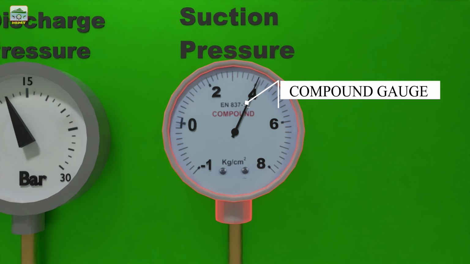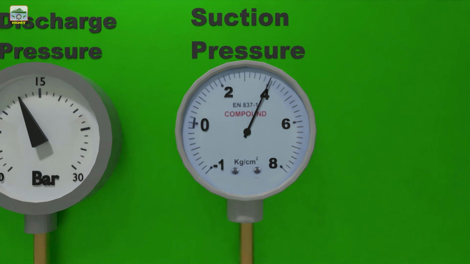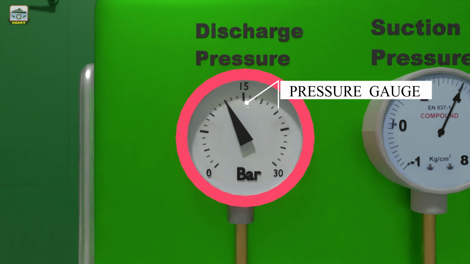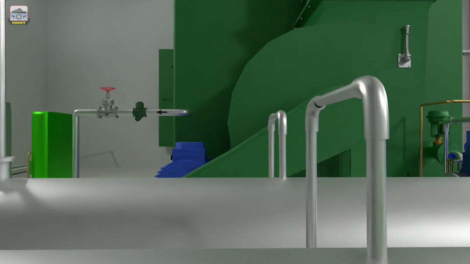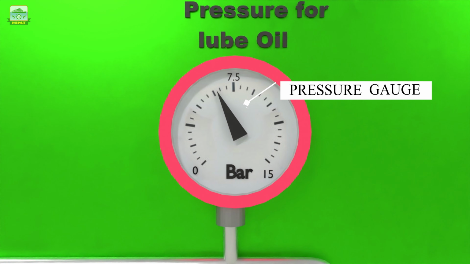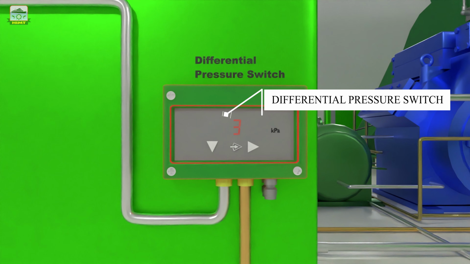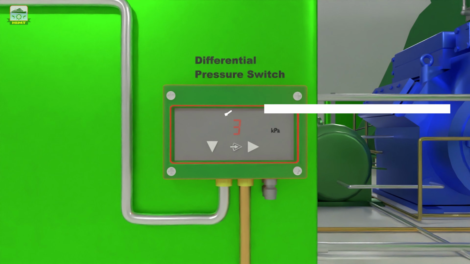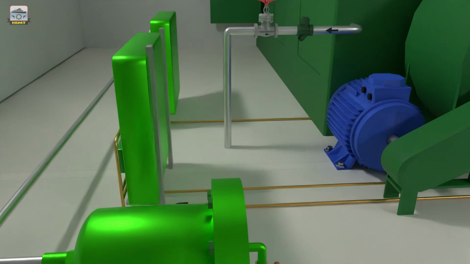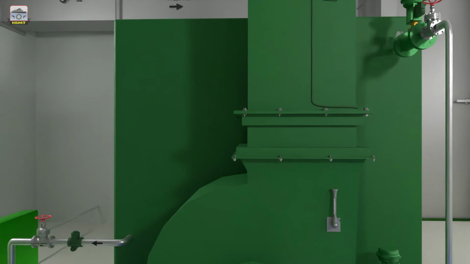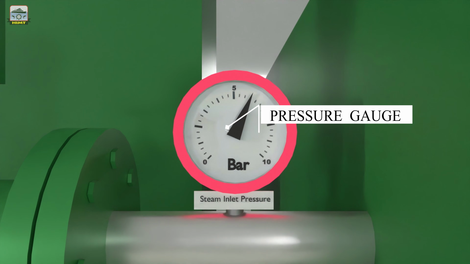A compound gauge at the refrigerant suction to the compressor. A pressure gauge at the refrigerant discharge from the compressor. A pressure gauge for the lube oil of the compressor. A differential pressure switch to stop the compressor at low lube oil pressure. A pressure switch in the discharge side of the compressor to trip the compressor due to high pressure. A pressure gauge at the steam inlet to the heating coil.